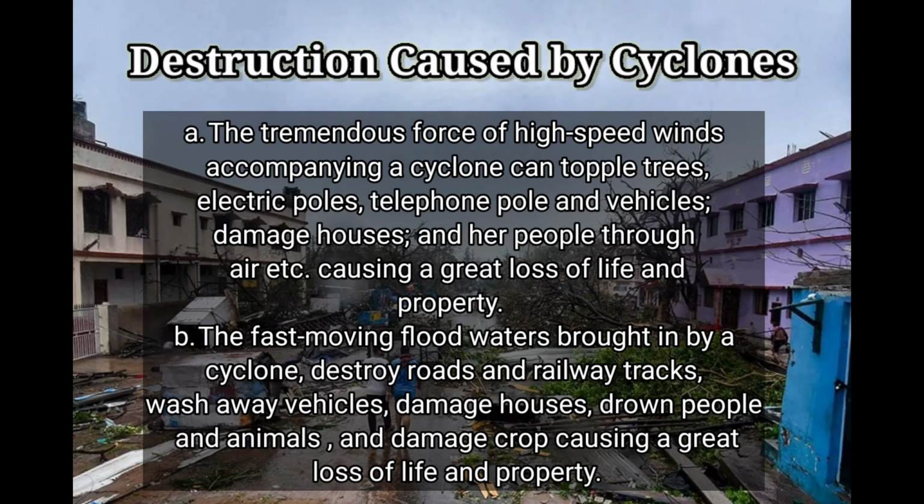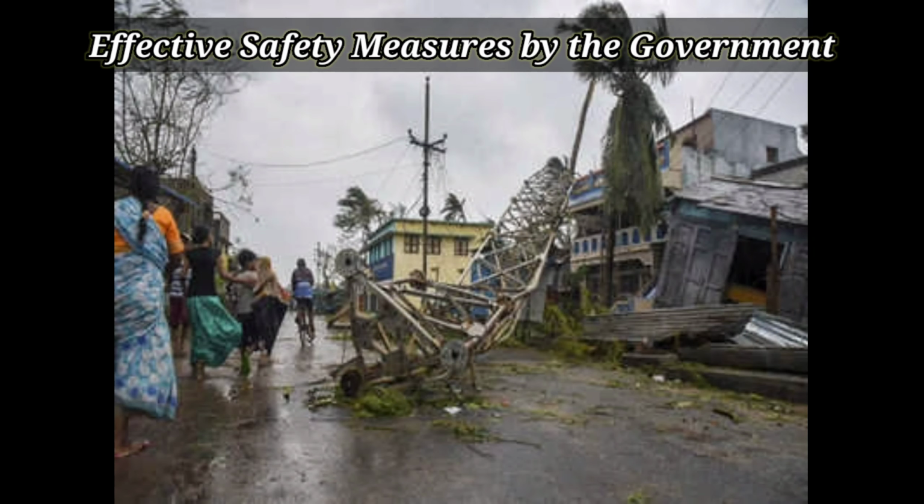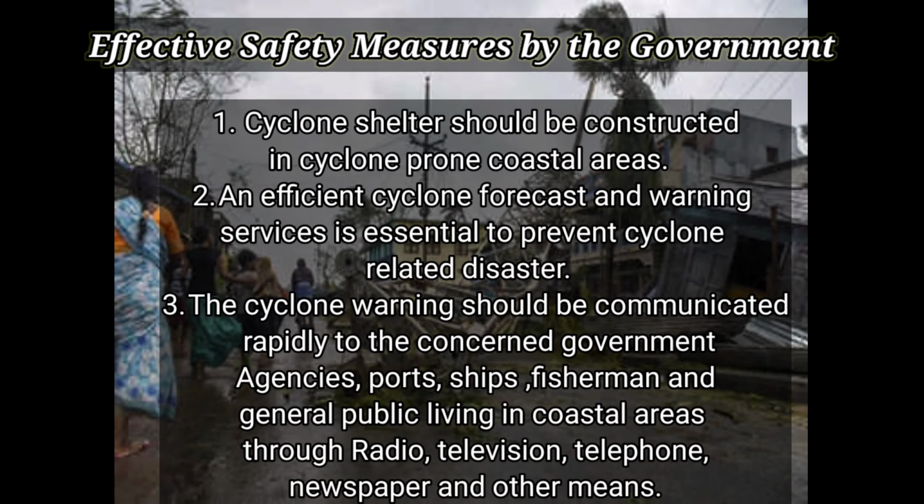Cyclones also bring torrential rain. The continuous heavy rain brought by a cyclone may further worsen the flood situation. And floods may cause pollution in drinking water sources. Now let us discuss some effective safety measures that can be taken by the government. First, cyclone shelters should be constructed.